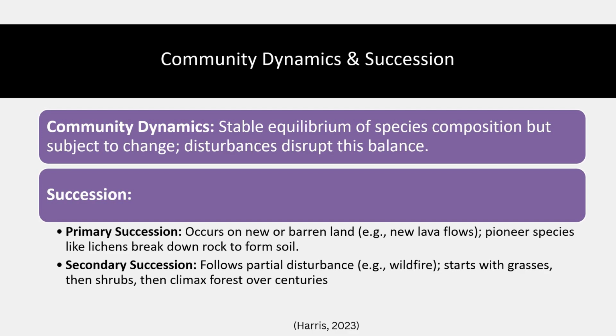Secondary succession occurs after a partial disturbance, like a wildfire. The soil, in this case, still remains. Usually in secondary succession, we start to see things like grasses and progression to shrubs and forests. So secondary, you have that soil. Primary, there's no soil.